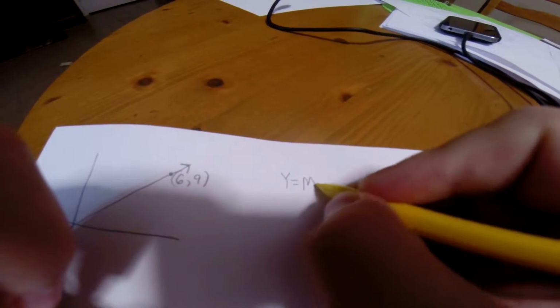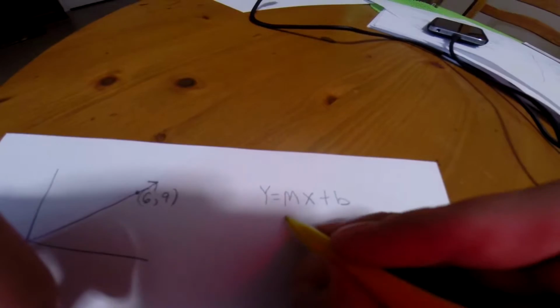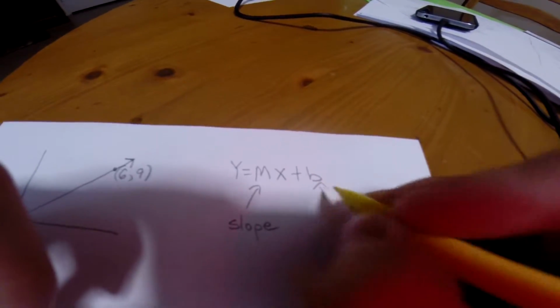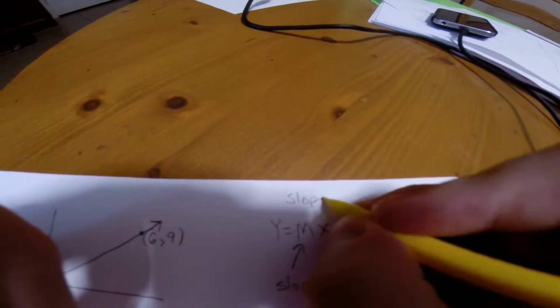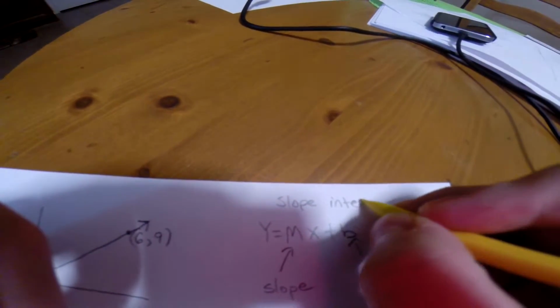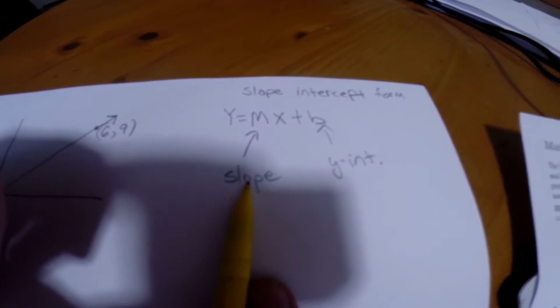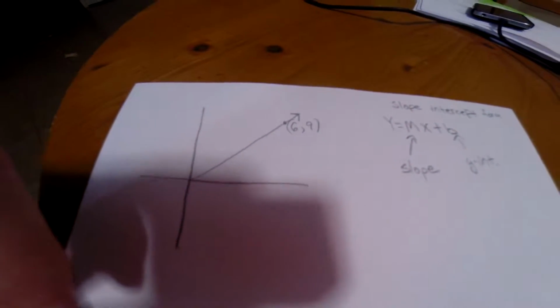You should know y equals mx plus b, okay? In this equation, this is the slope, and this is the y-intercept, okay? Can you guess what this equation is called? Yep, it's called slope-intercept form. Because you have what? You have the slope and the y-intercept. Woohoo! Makes perfect sense. All right, so how do we go about doing this?